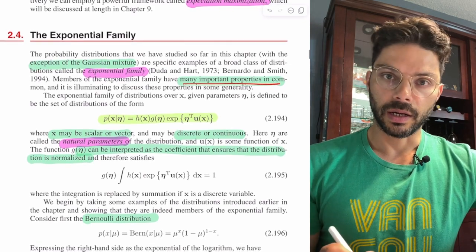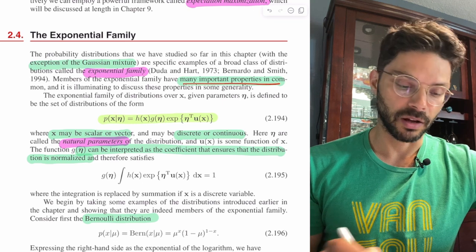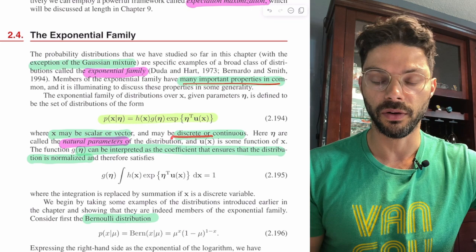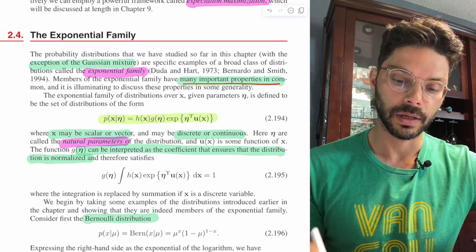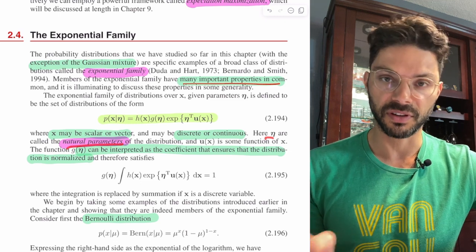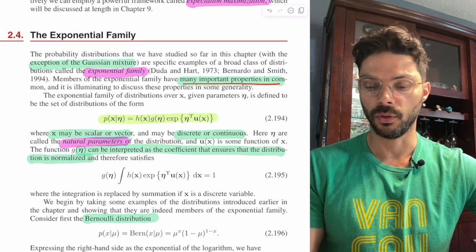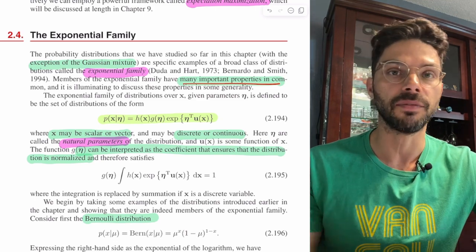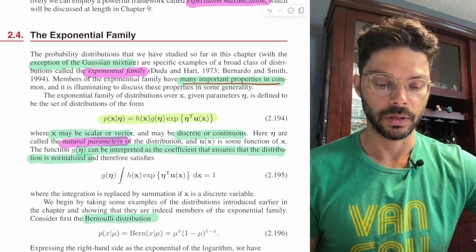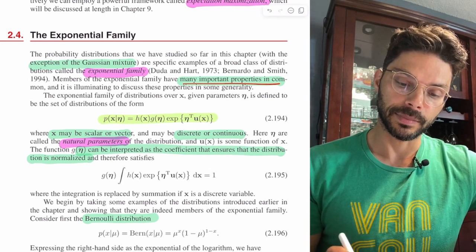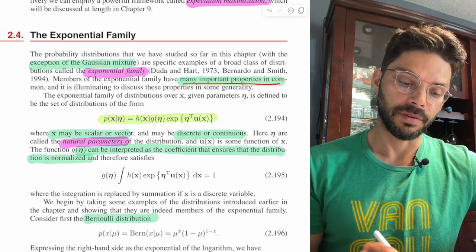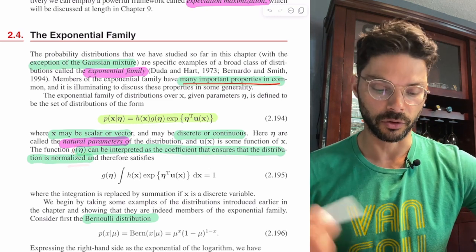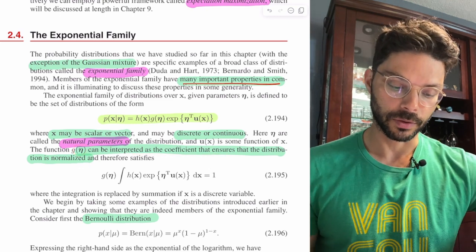Okay, so let's see if there's a couple of points we should just remind ourselves from before. So x may be scalar or vector, may be discrete or continuous. So again, part of how general this family is. Eta are called the natural parameters of the distribution. And you'll see in a couple of examples that those parameters aren't necessarily our default parameterization. There'll be some function of that sometimes. And u of x is some function of x. The function g of eta can be interpreted as a coefficient that ensures the distribution is normalized. So this is kind of why we call it the normalizing function.